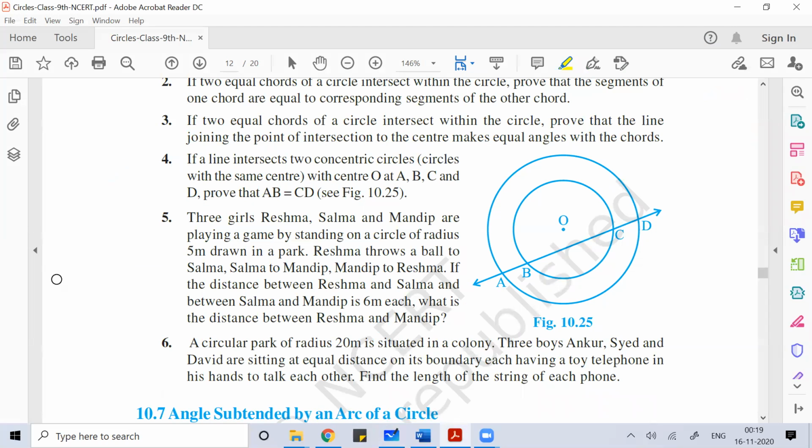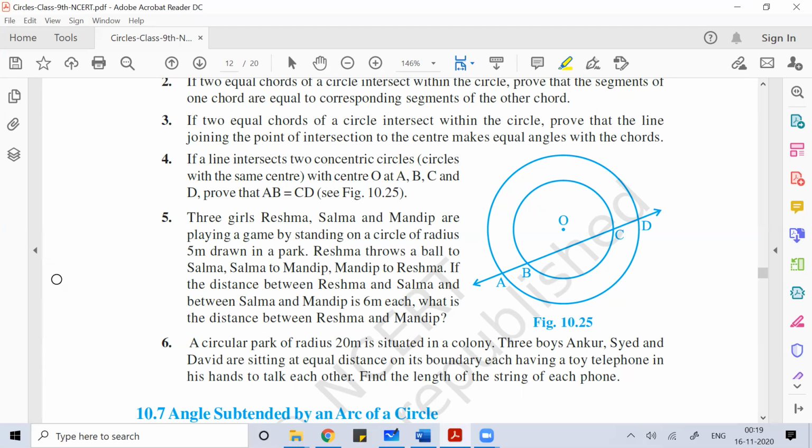Ankur, Syed and David are situated at three equal distances from the boundary, each having a toy telephone to talk with each other. So here this is an equilateral triangle. You can understand they all are sitting at equal distance on the boundary. It's an equilateral triangle. Find the length of string of each phone.